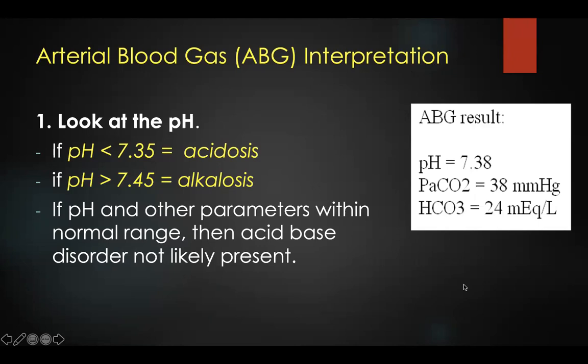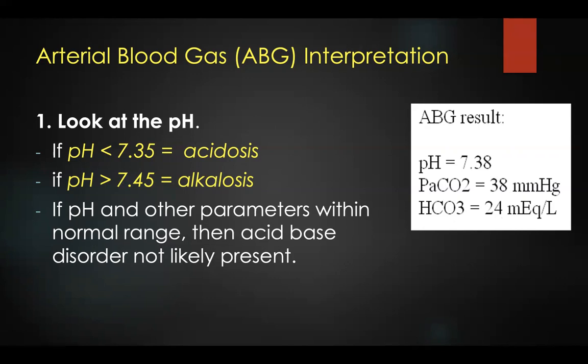So how do we interpret arterial blood gas? The first step is to look at the pH. If the pH is less than 7.35, that is acidosis. If the pH is more than 7.45, that is alkalosis. If the pH and the other parameters are within the normal range, then an acid-base disorder is not likely present. For example, if the given result is a pH of 7.38, a PaCO2 of 38, and a bicarbonate of 24, what is the interpretation?